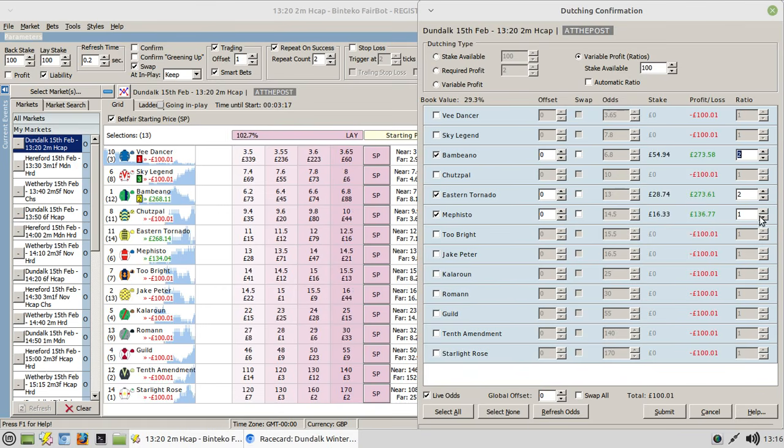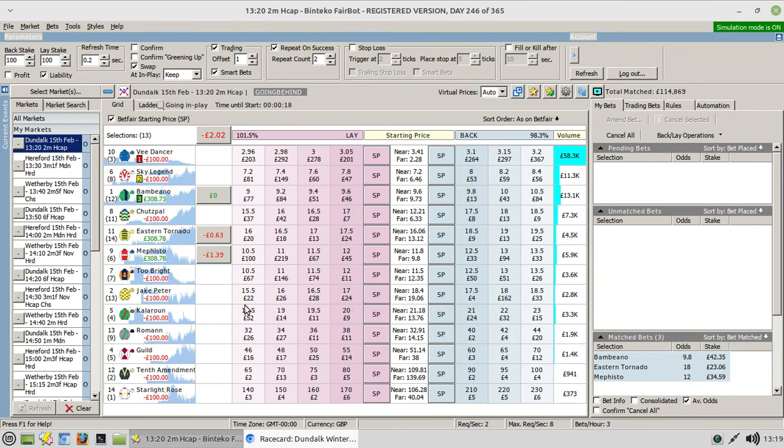But in this particular case, I am not going to do that. I'm just going to keep it as a straightforward Dutch over those 3 runners. So we're nearing the off. Let's just skip ahead until the race is underway and I've placed a Dutch.